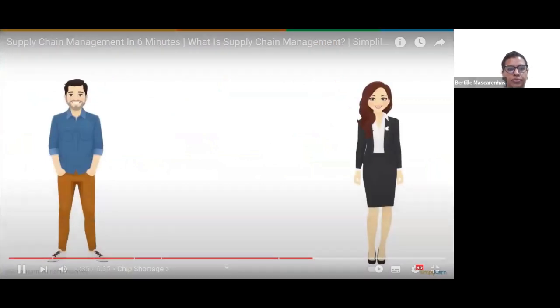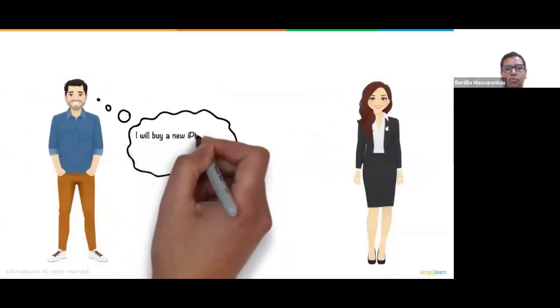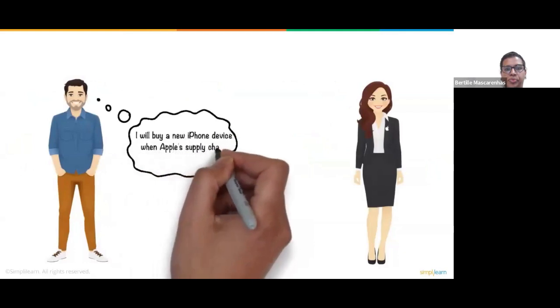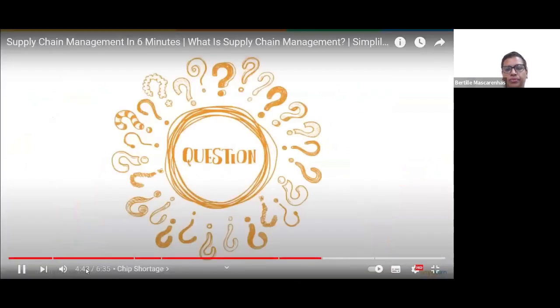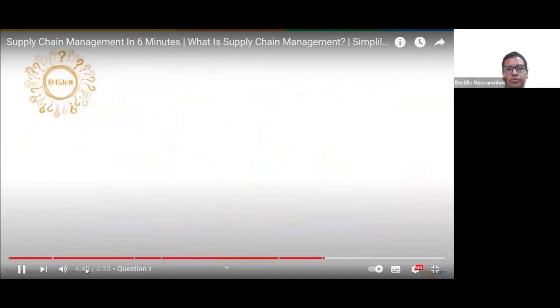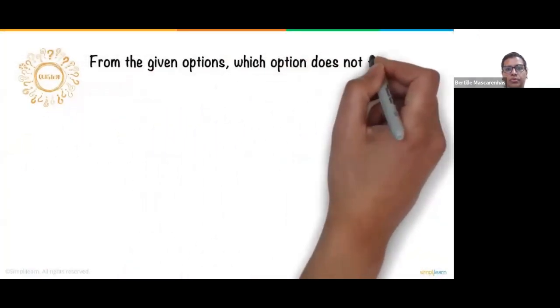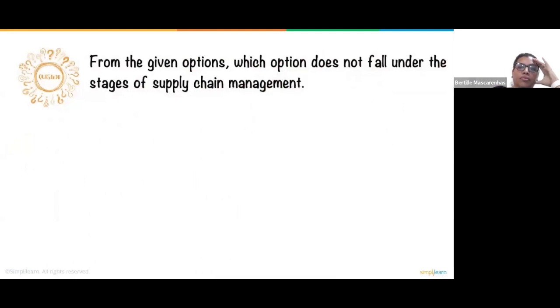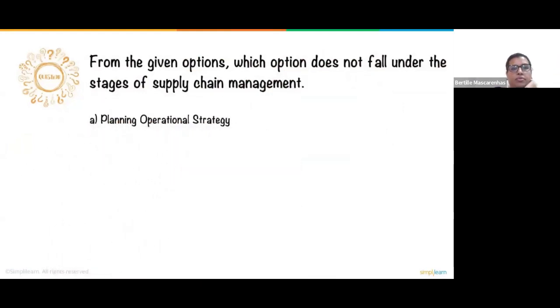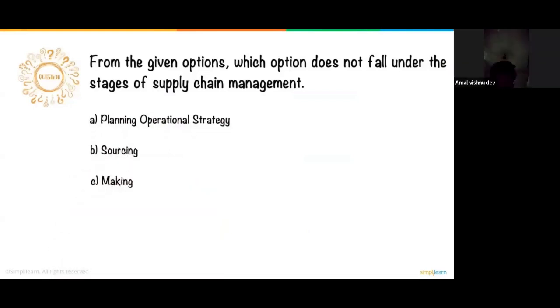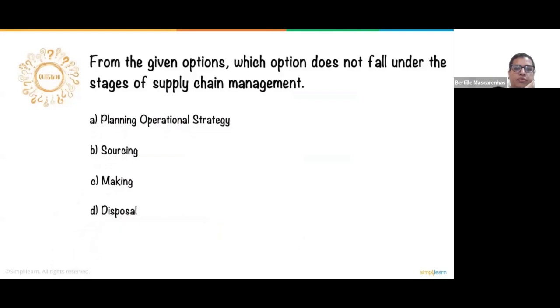After listening to Rachel, Alex learned why there is a constant delay in the delivery of iPhones and became more patient about his desire to buy an iPhone. On that note, here's a question for you. From the given options, which option does not fall under the stages of supply chain management? A. Planning operational strategy. B. Sourcing. C. Making. D. Disposal.